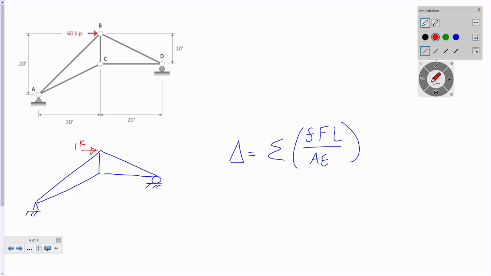Everybody good? No point in doing it again. If I've got this structure that's 60 kips to the right and this structure 1 kip to the right, I don't need to do 2 separate analyses. I just take these results, divide them by 60. So if they're asking you for the deflection at the point where the load is already applied, don't do it again, just divide by that number.